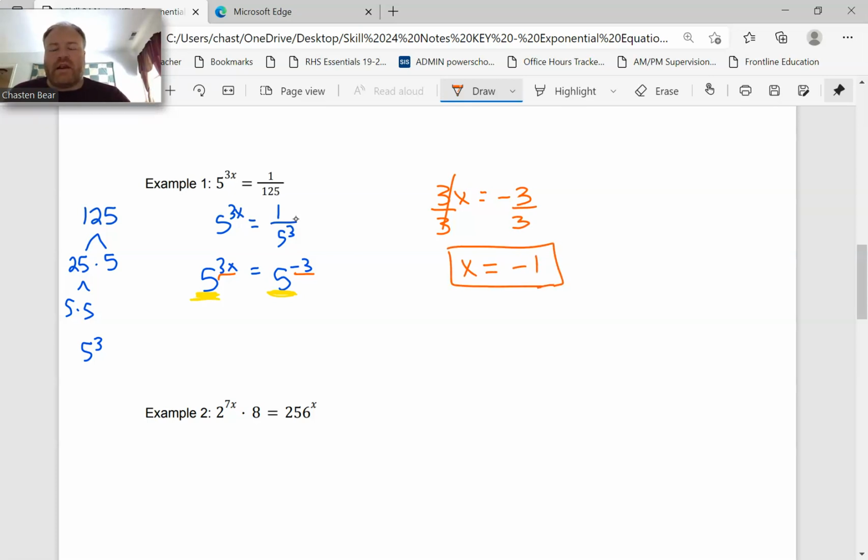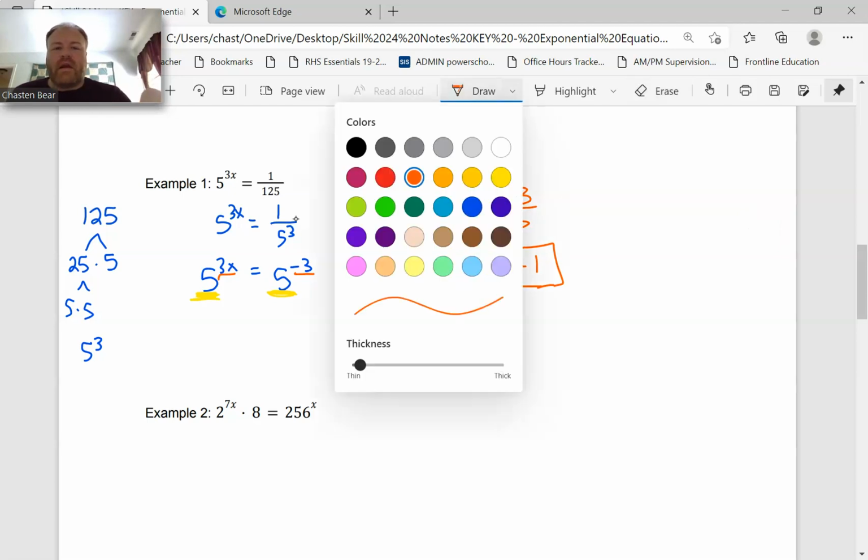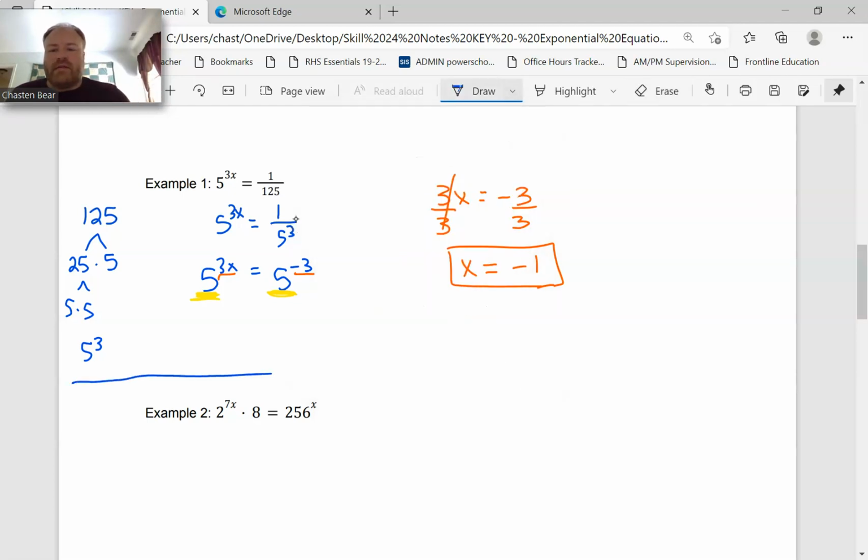And if we wanted to check our answer, if we plug in negative 1 for x, we have 5 to the 3 times negative 1 equals 1 over 125. Well, that's the same as saying 5 to the negative third is 1 over 125. We know that's going to be true. You don't have to do all that checking of your answers, although if you aren't 100% sure and you just want to verify, by all means, please do so. All right, moving on to the next one.